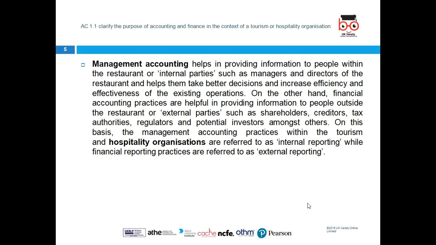So first, management accounting helps provide information to people within a restaurant. If we're looking at, say, the hospitality industry, management accounting helps to provide information. So managers and directors can make better decisions based on the information. So information is the lifeblood of any business. So, efficiency and effectiveness. Do we know what the difference between efficiency and effectiveness is?